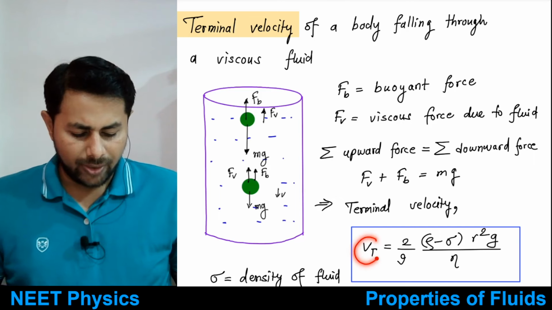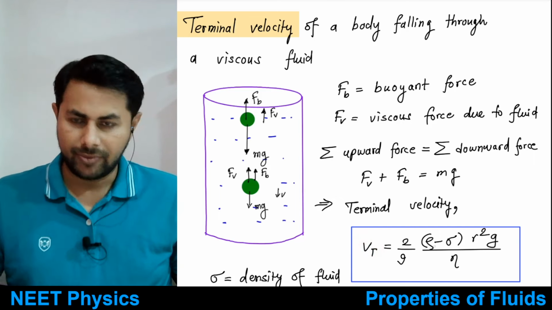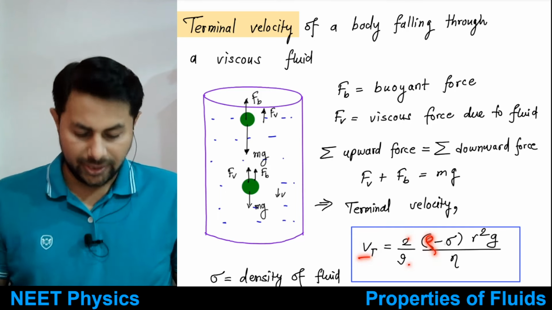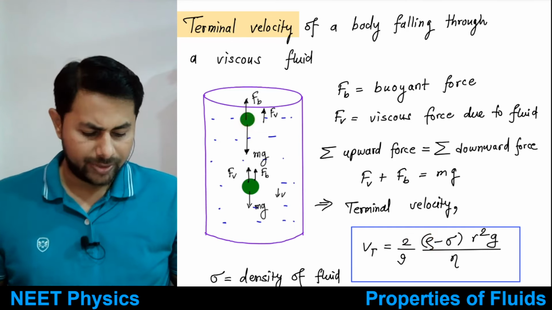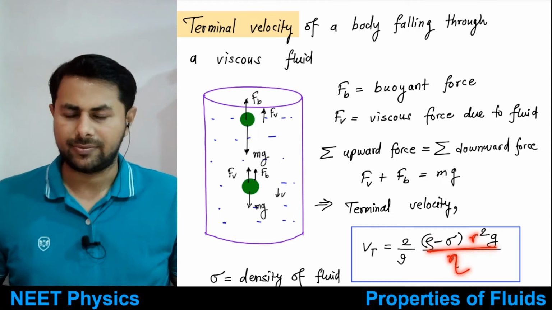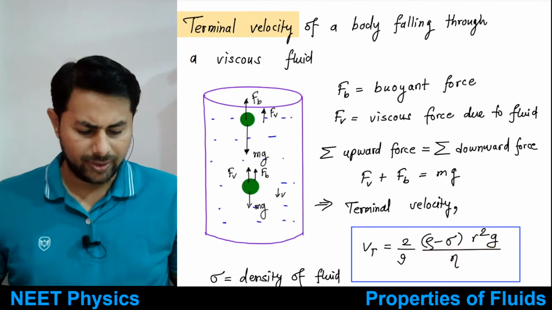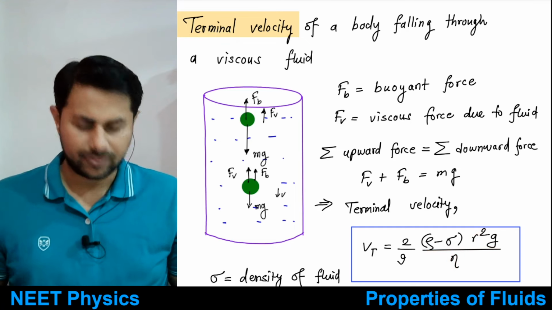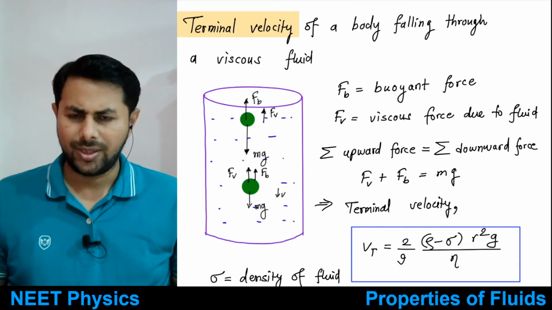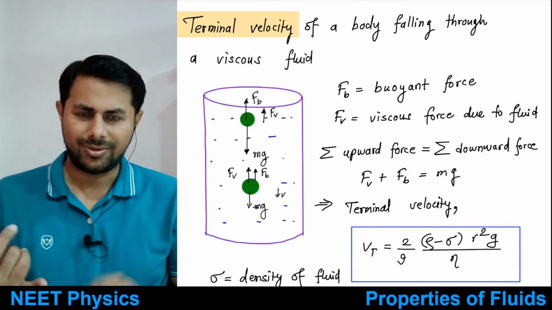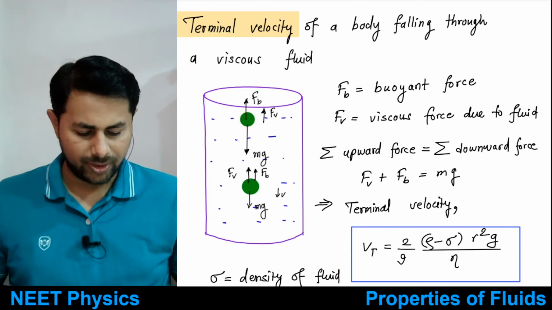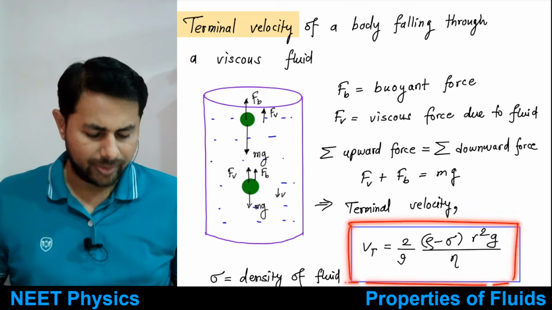So the formula for terminal velocity is equal to 2 by 9, times the density of this ball, the density of the object, minus the density of the fluid, times r square g divided by eta. This is the formula. We will see a derivation in brief, but this is the formula that we need to remember. We also need to remember when it will move: if its density is more compared to the density of the fluid, then it will move. And we'll also need to remember this formula.